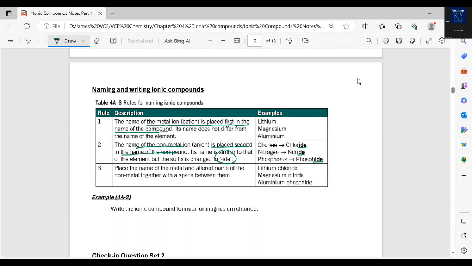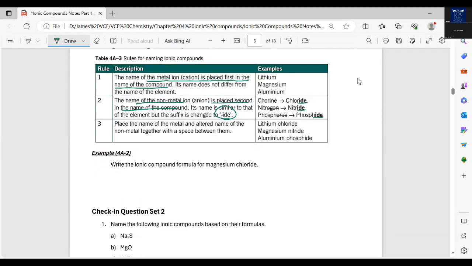Okay, write the ionic compound formula for magnesium chloride. What will be the ionic compound formula for magnesium chloride? How do you determine that one? Anyone have the answer for this? Magnesium is in group, you can refer to your periodic table, magnesium is in group 2. Okay, and chlorine is in group 17. So magnesium, okay, now let me teach you how to do it. Magnesium is in group 2, so what is the ion that is going to form?